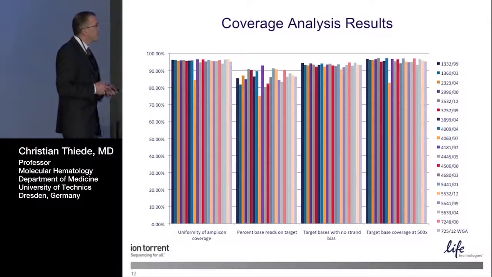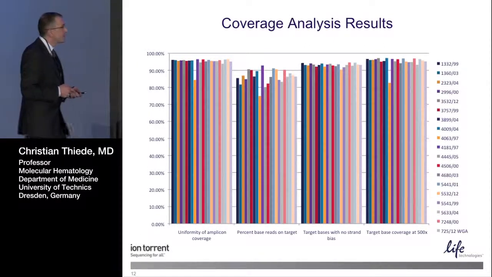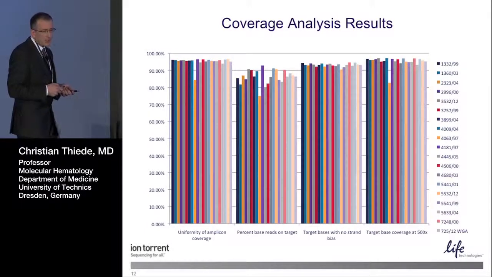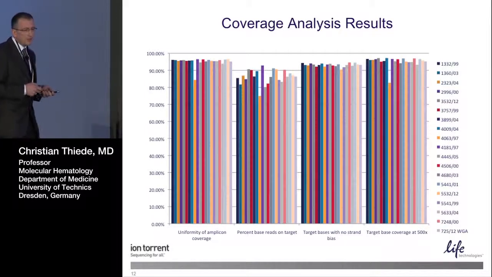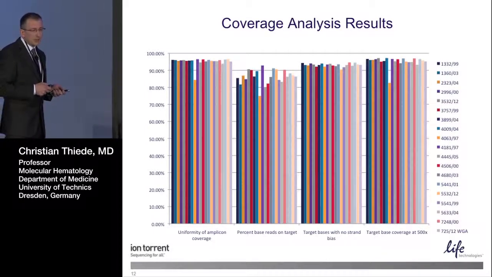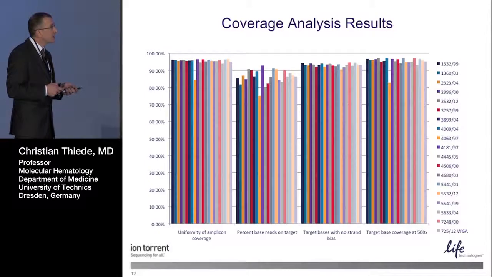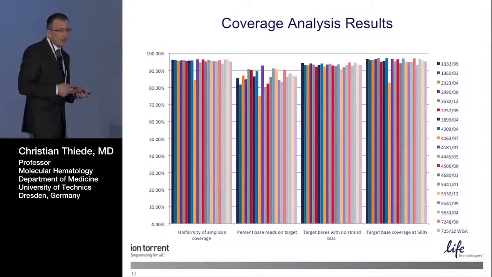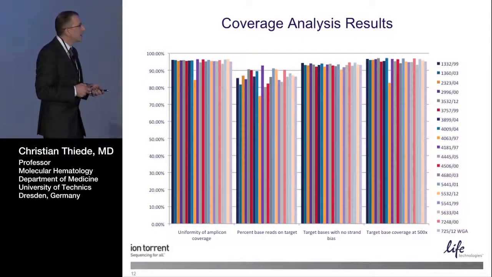This slide depicts the results achieved. We have a fairly uniform coverage for all amplicons, above 90% for almost all samples. We also have a very decent percentage of reads on target. There is almost no strand bias in the majority of the amplicons, and you can see also that the majority of the samples have a very high coverage.